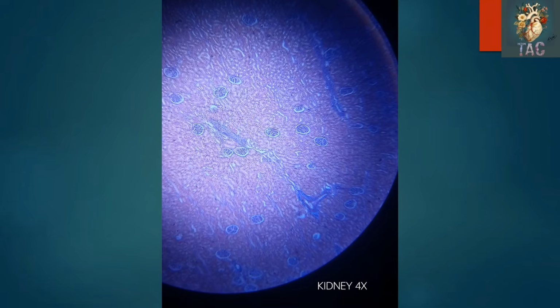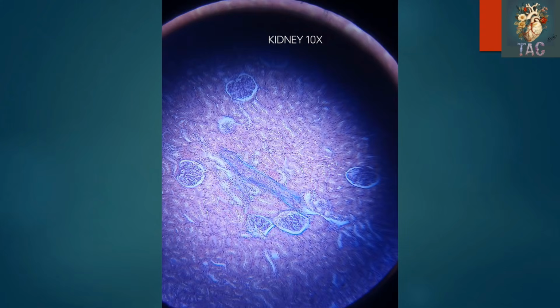This is the slide of the kidney at lower magnification, in which you can easily identify the different renal corpuscles which are present, and in addition to renal corpuscles, a large number of proximal and distal convoluted tubules are present. So this is the slide of the kidney. The same slide of the kidney at higher magnification shows you the renal corpuscles over here, and in addition to renal corpuscles, in these locations you can also see the distal and proximal convoluted tubules.